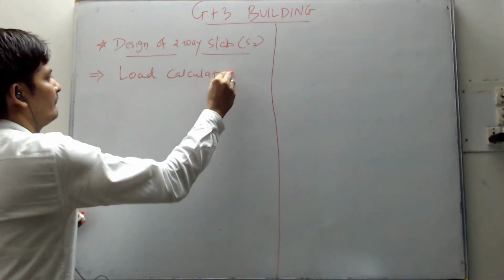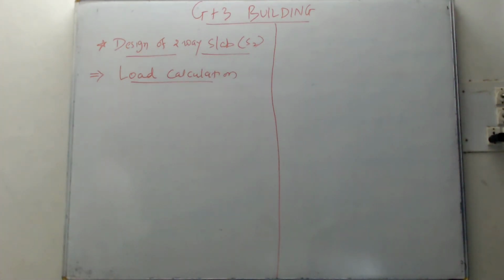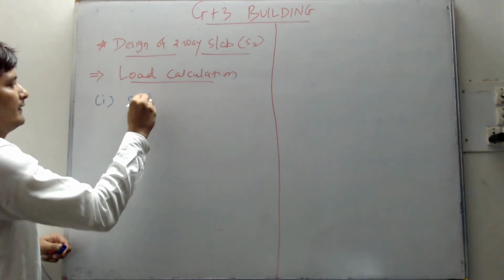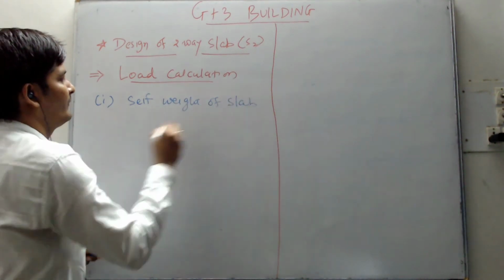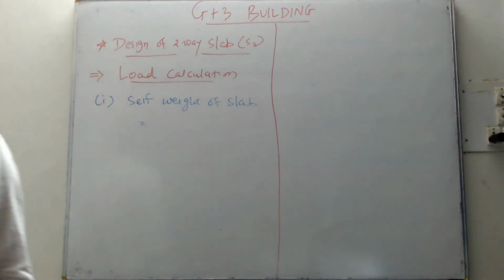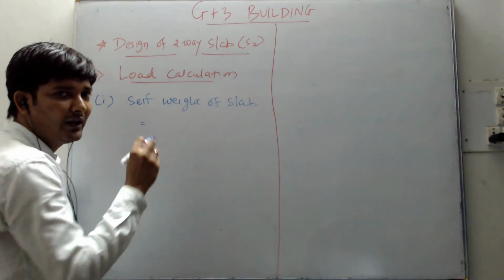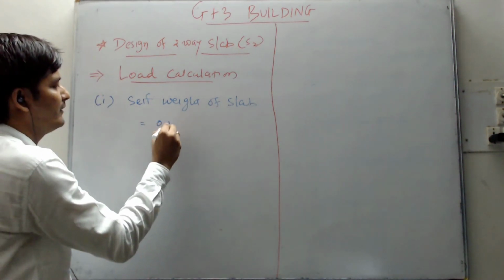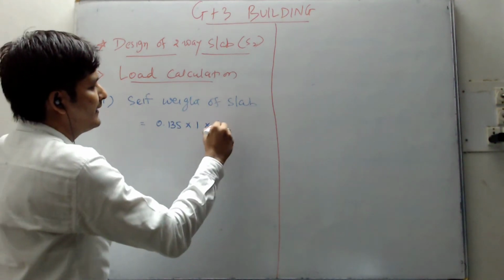Next, let's move to the load calculation. First, self weight will be acting on our slab. So the first load that will be acting is the self weight of the slab itself. How to calculate the self weight of the slab? It is area into density. We know the overall depth is 135 mm. If you do not remember this value, please refer to my previous video. So overall depth is 0.135 multiplied by length of 1 meter that we are considering, multiplied by density of concrete, which we are assuming as 25.